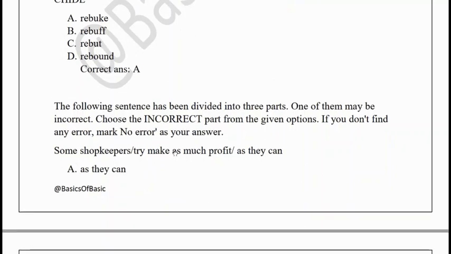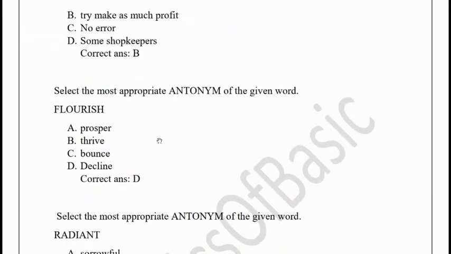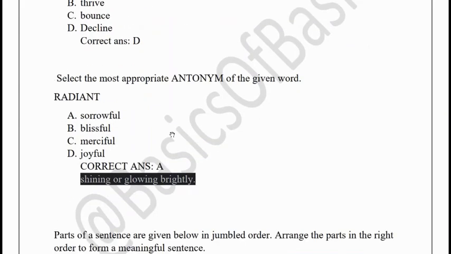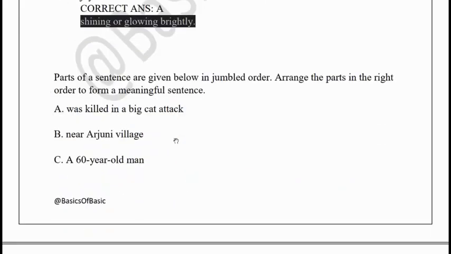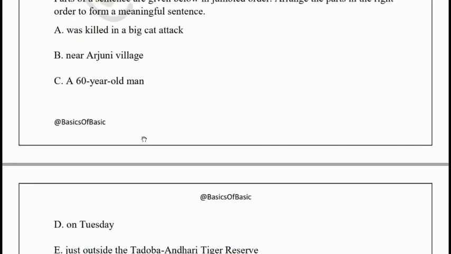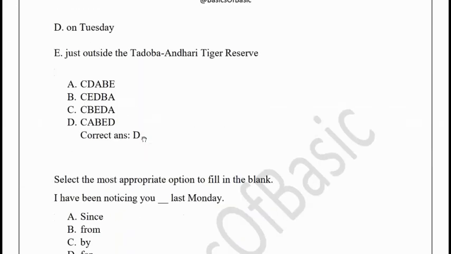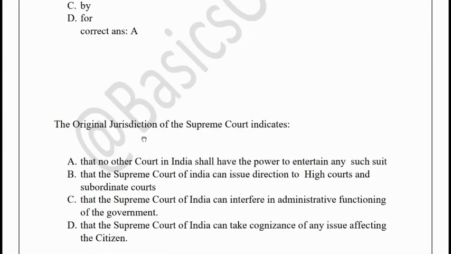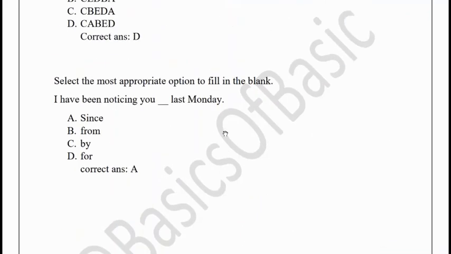Now you need to choose the incorrect part of the given option. So this is also easy. And antonym, that is opposite words, can be chosen very easily. Then the answer is also present here. Arrange the parts in the right order to form a meaningful sentence. So you need to arrange them so that you get a meaningful sentence. So this is also very easy. And again one more with fill in the blanks. Yeah, till here I have spoken with respect to English, reasoning, aptitude and GK.